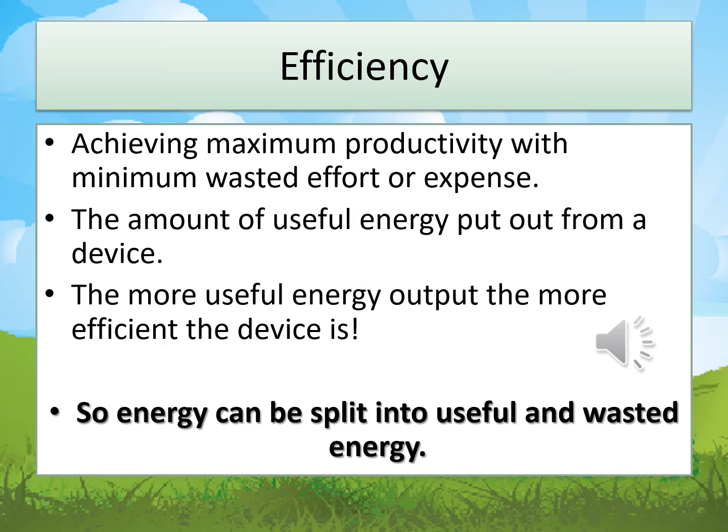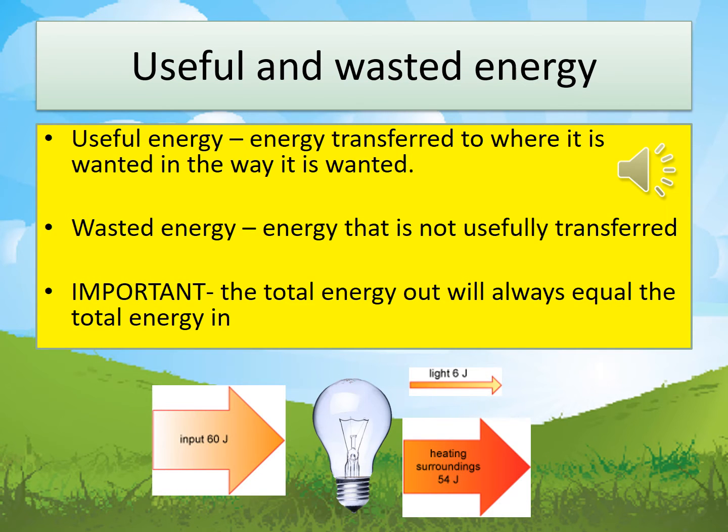You will notice as well that you can then actually split your energy into useful energy output and wasted energy. So when we look at energy, we must always equalize what goes in and what comes out. So the total energy in must equal the total energy out, regardless of whether that is useful energy or wasted energy. So in this example of the light bulb, you've got 60 joules of energy going in.